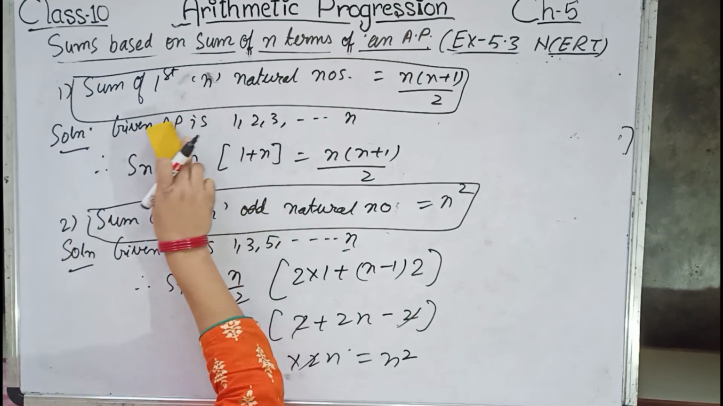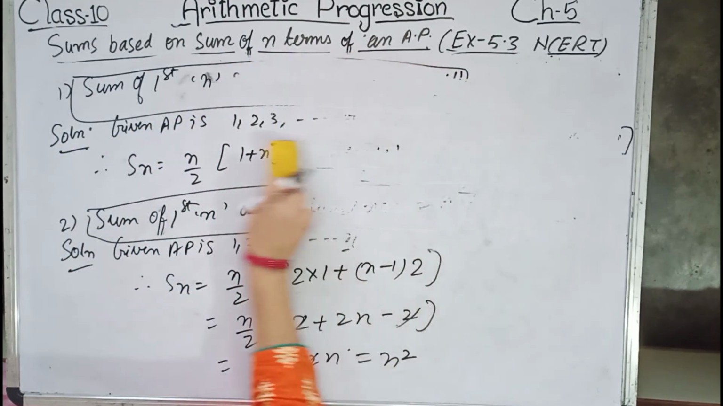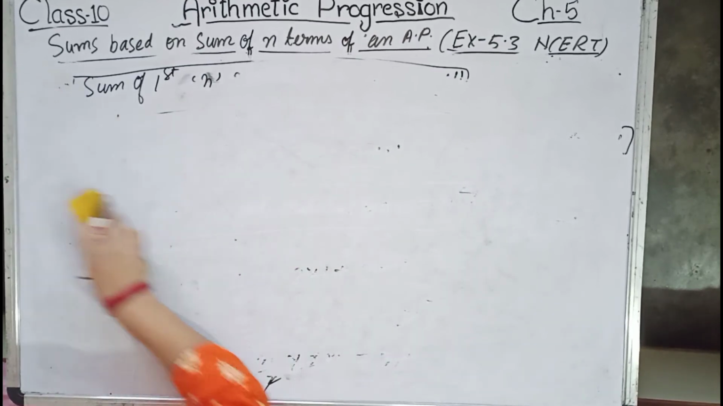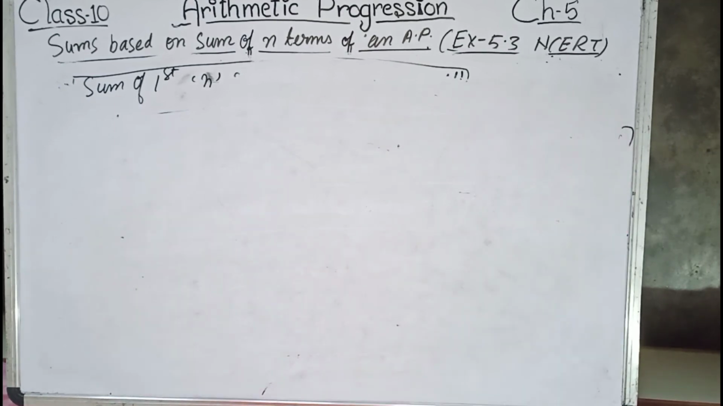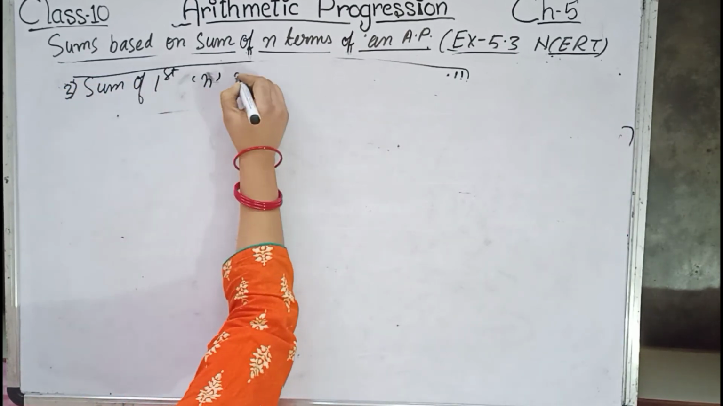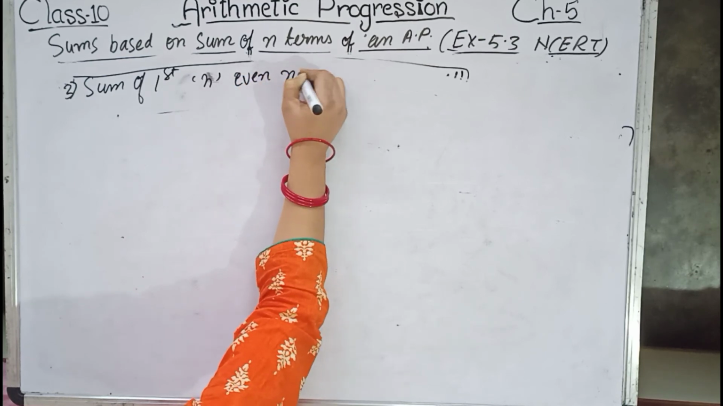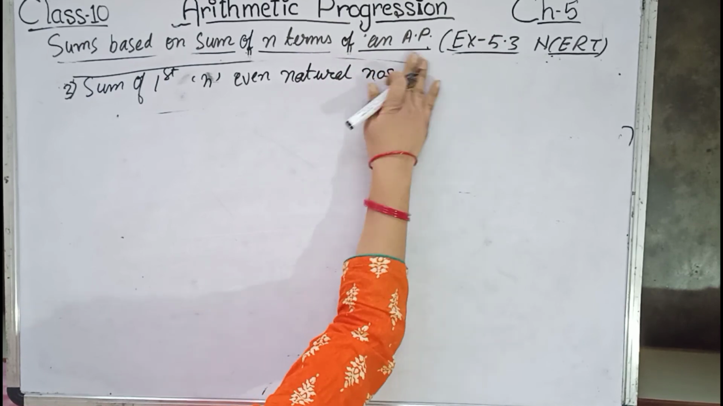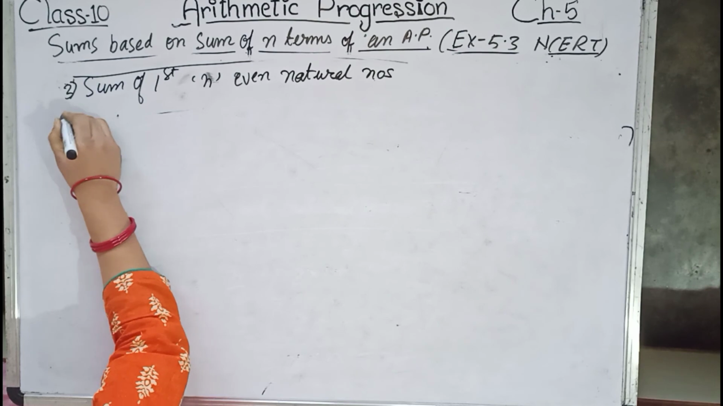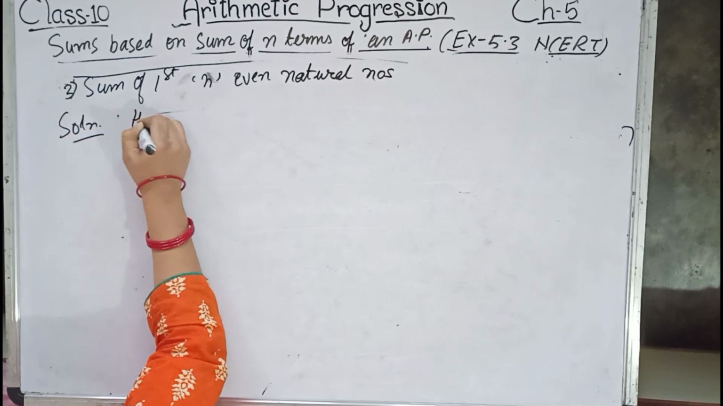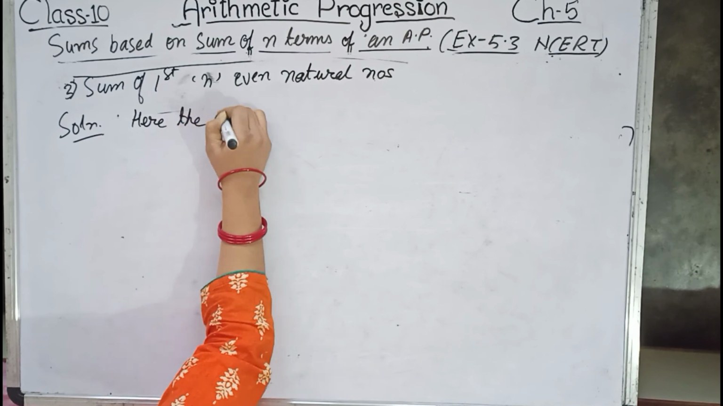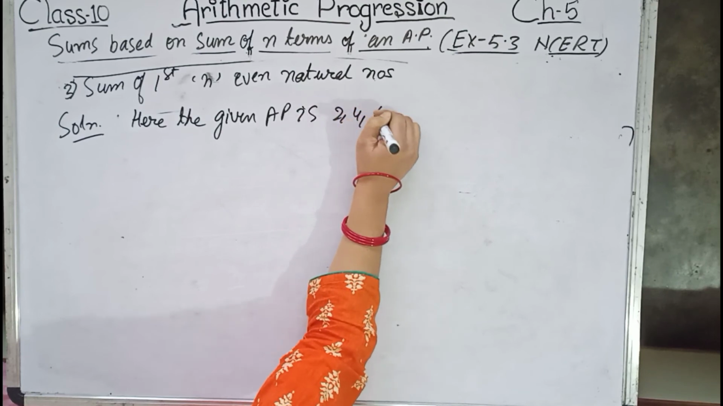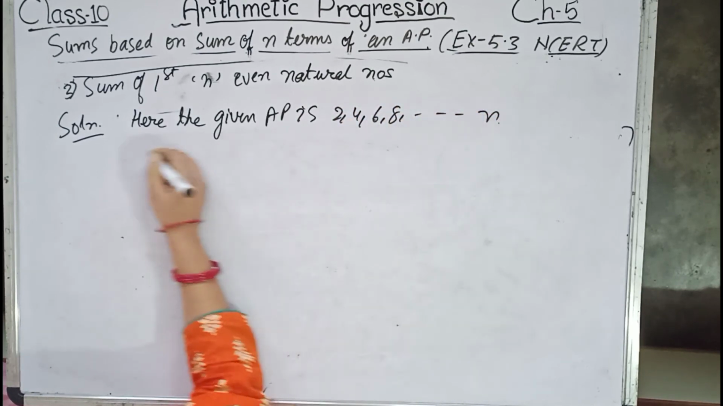Let us get one more. Sum of the first n even natural numbers. Here also I am writing 1, 2, 3 up to n only. I am not writing the general format of the even numbers. Solution. Here the given AP is 2, 4, 6, 8 and so on till n.